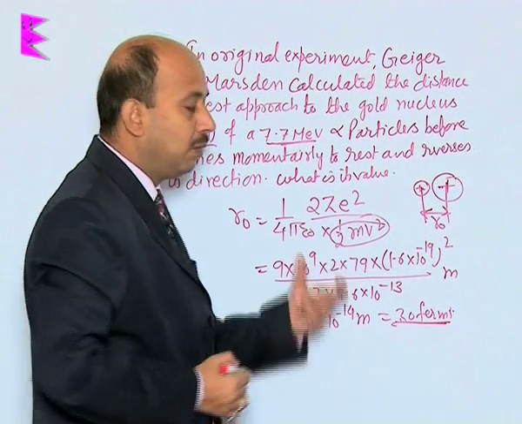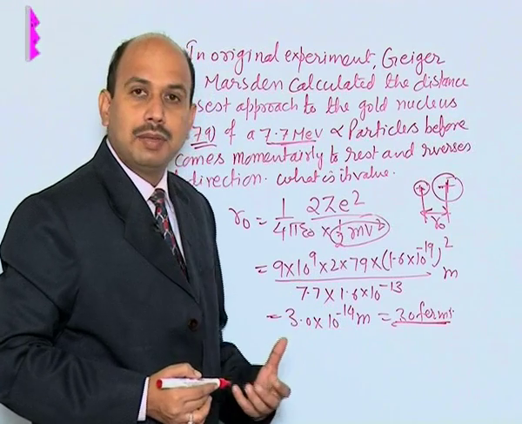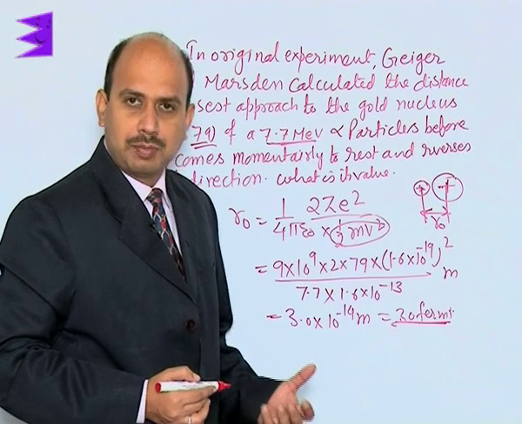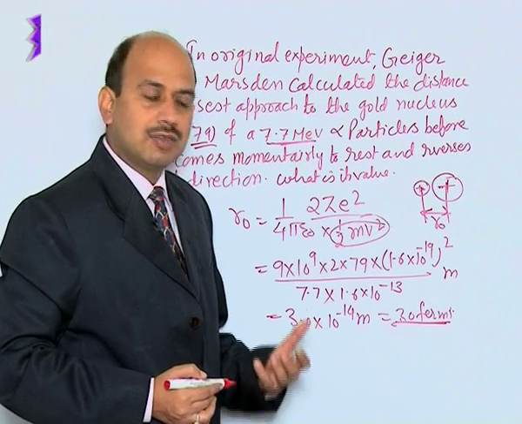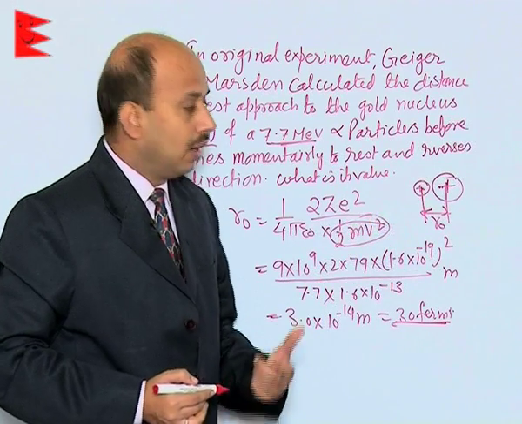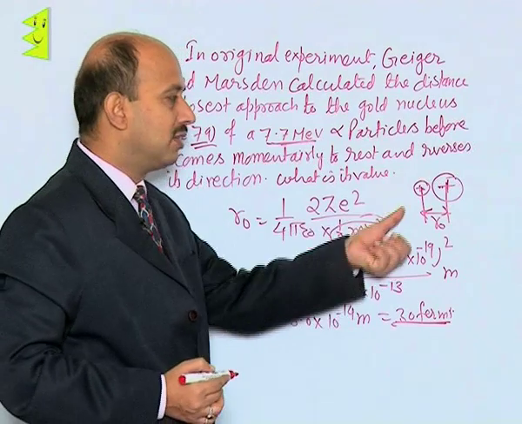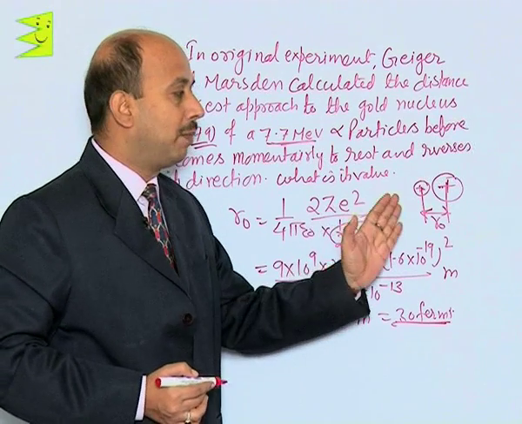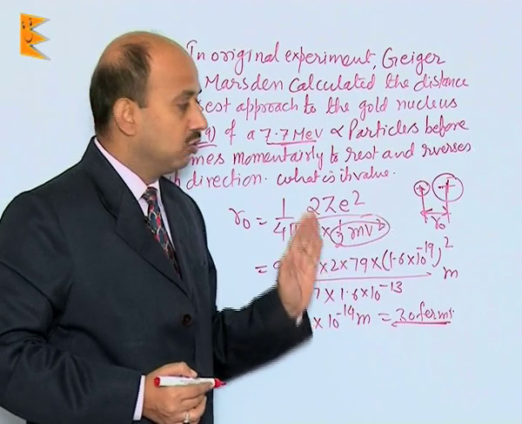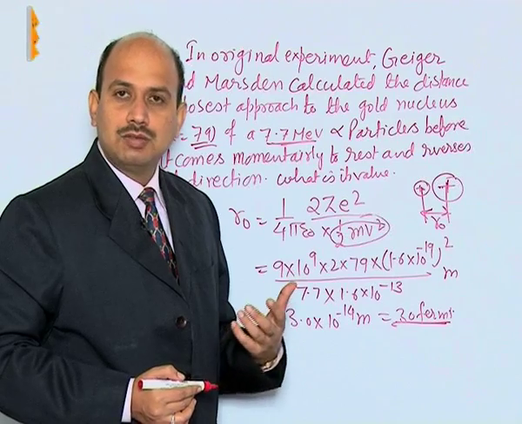So, with the help of this, the size of the nucleus can be calculated. It is not 100% correct or a good approximation, but we can estimate the size of the nucleus with the help of this, because R naught is taken approximately as the sum of the radii of these two nuclei. At this distance the alpha particle does not touch the nucleus and it gets rebounced. So, this distance can be taken as the sum of the radii of these two nuclei.